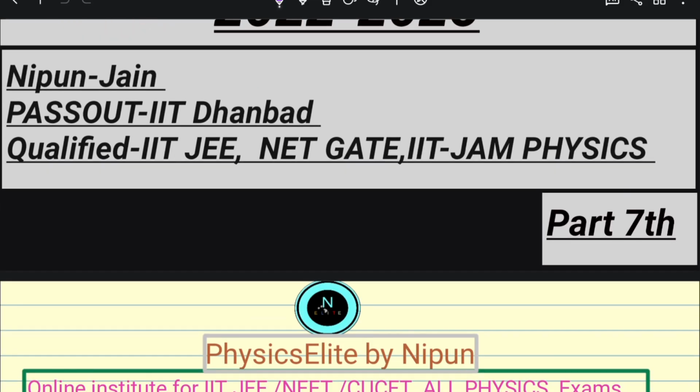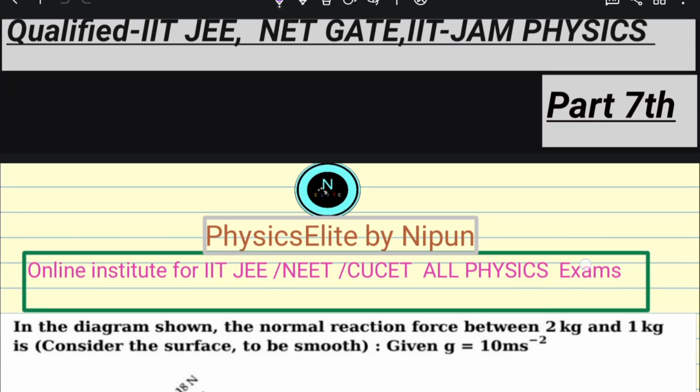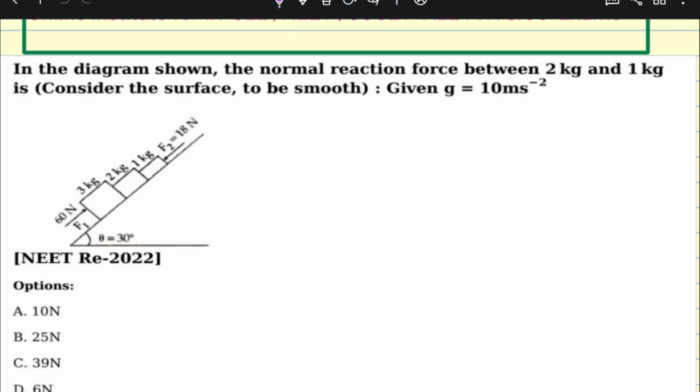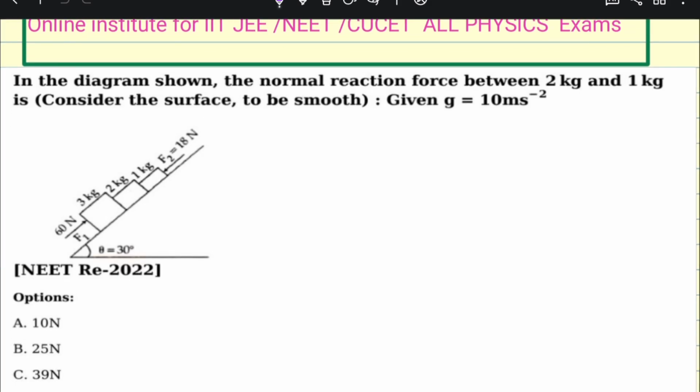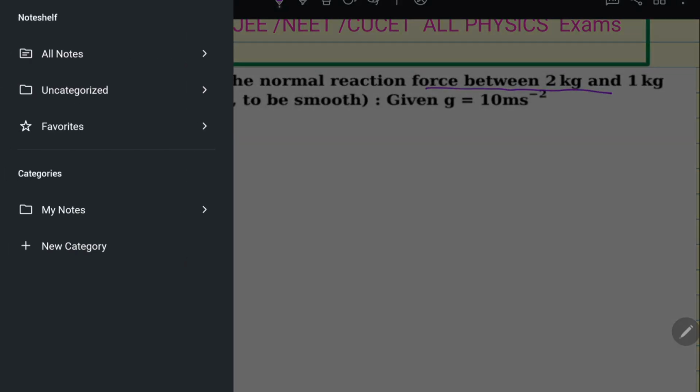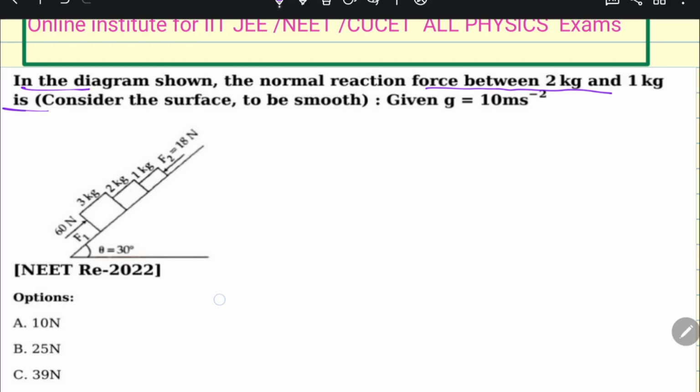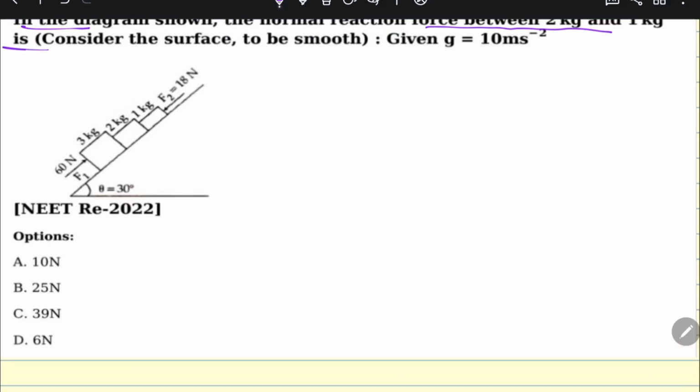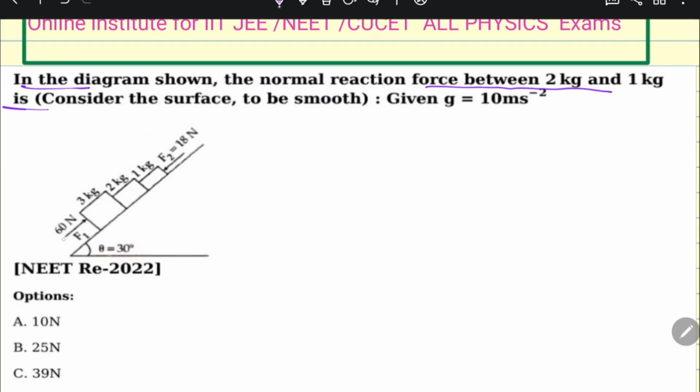So I hope we start this lecture, and in this lecture we are going to solve all the PYQs. So this question is from NEET 2022. In this diagram, what they are asking is the normal reaction force between the 2 kg and 1 kg blocks. Here you see that a 60 Newton force is acting here and 12 Newton is acting here.